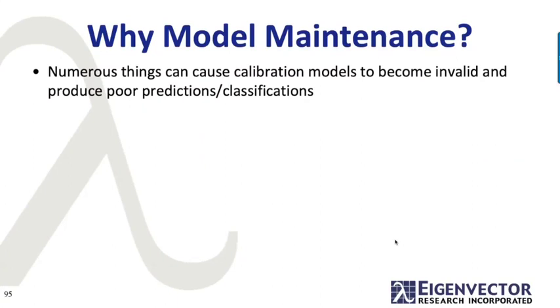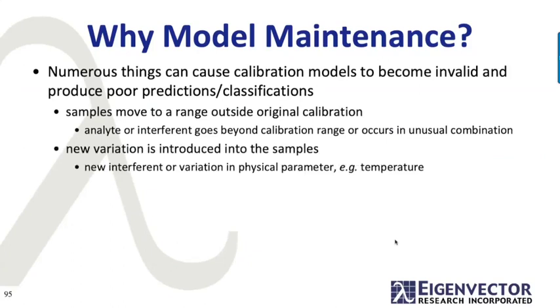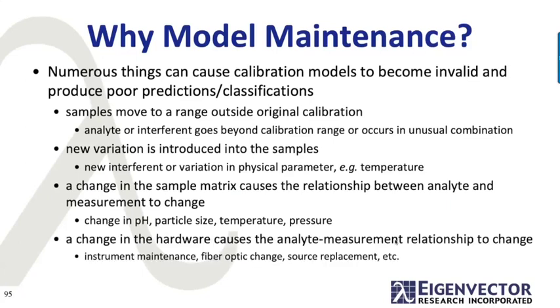It can happen that your samples move to a range outside the original calibration, and it can be that your analyte or interferent goes beyond the calibration range or occurs in some unusual combination you hadn't seen before. There could be a new variation introduced into the samples, like a new variation in a physical parameter like temperature that you hadn't seen before. There can be a change in the sample matrix that causes the relationship between the analyte and the measurement to change. It can be a change in pH, a change in particle size distribution.